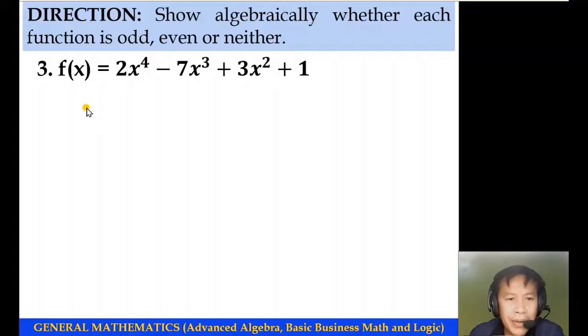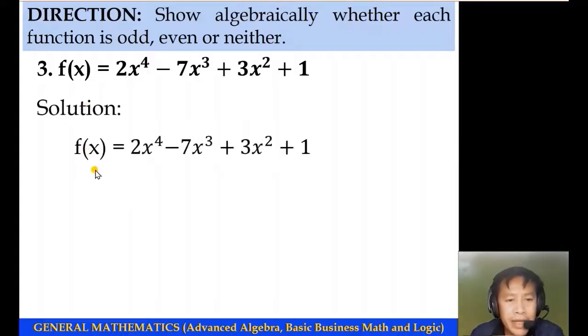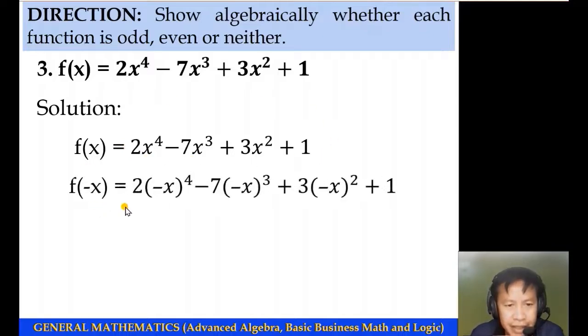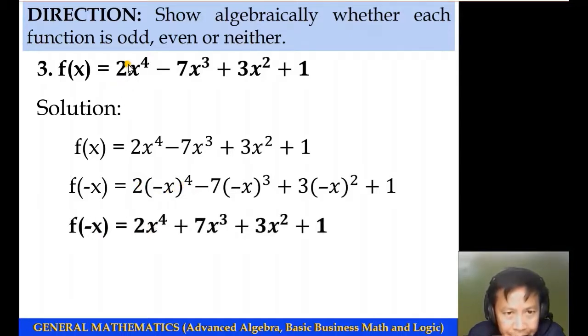But we are going to show the solution. What we are going to do is substitute negative x for x in each term of this particular quartic polynomial function. So this is it. Negative x raised to 4 minus 7 quantity negative x raised to 3 plus 3 quantity negative x raised to 2 plus 1. Take note, if a negative number is raised to an even number, the result is positive. Therefore, this is positive x raised to 4 times 2, which is the same.